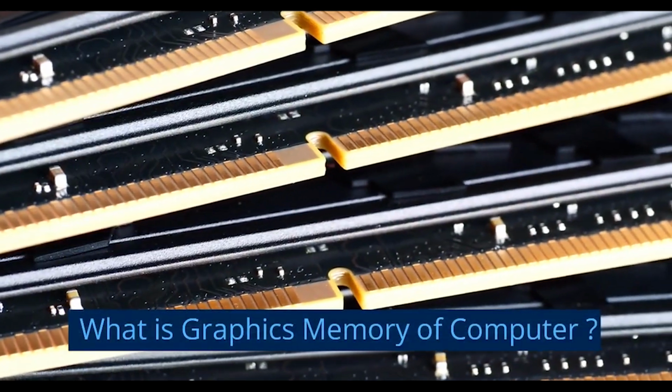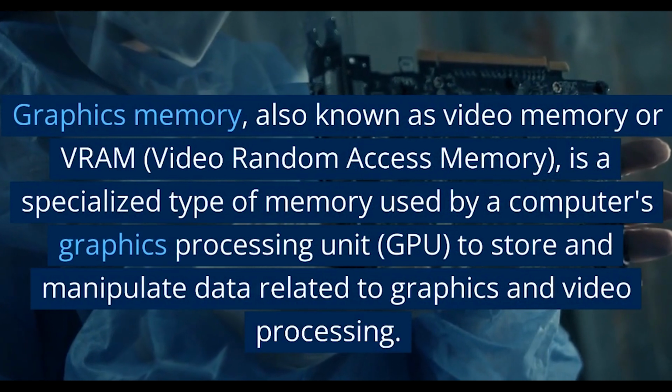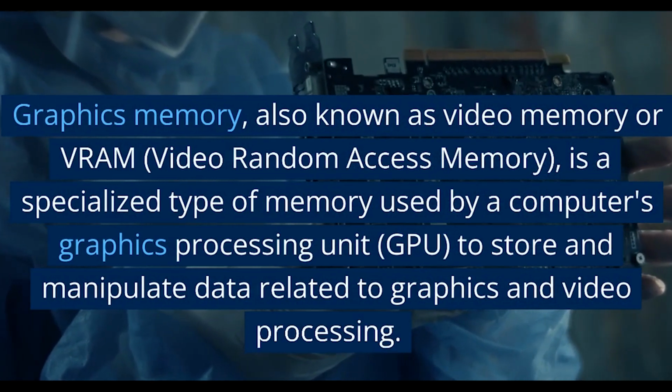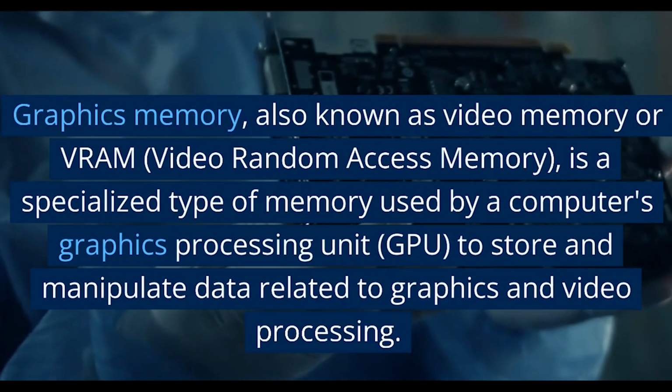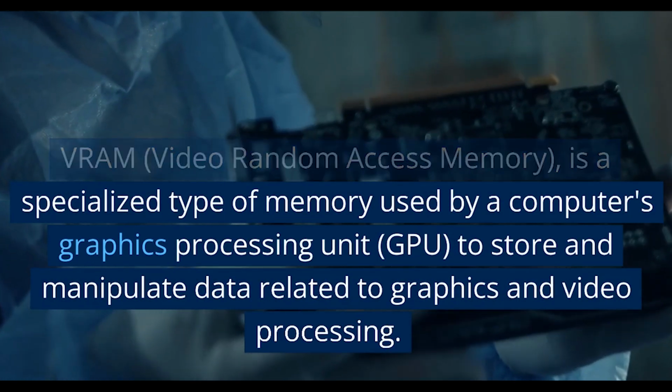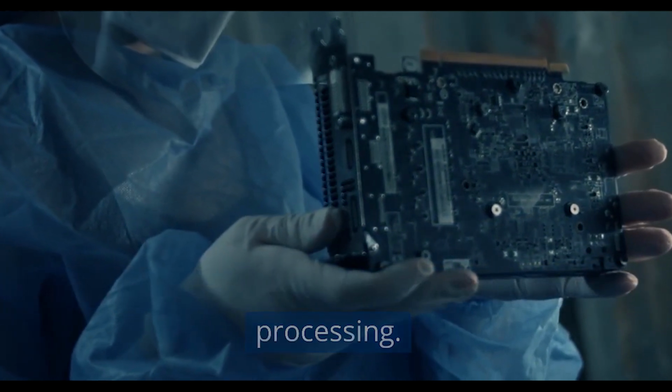What is graphics memory of computer? Graphics memory, also known as video memory or VRAM, video random access memory, is a specialized type of memory used by a computer's graphics processing unit, GPU, to store and manipulate data related to graphics and video processing.